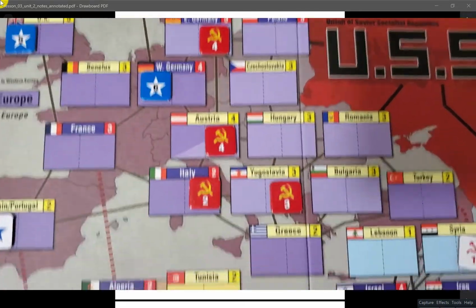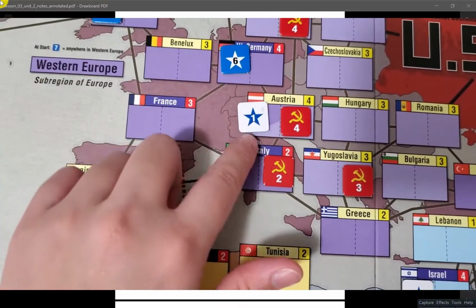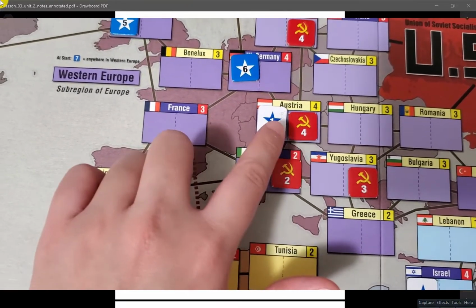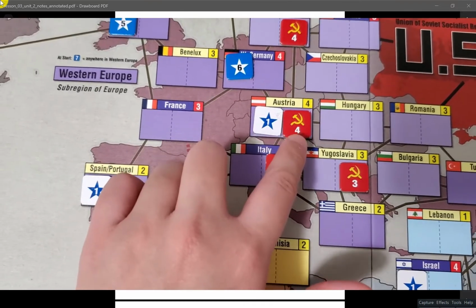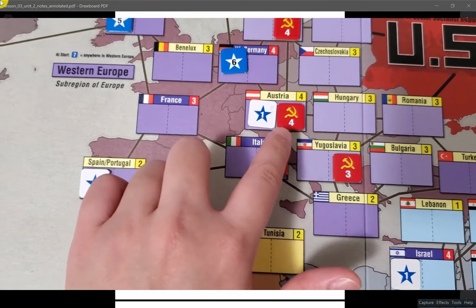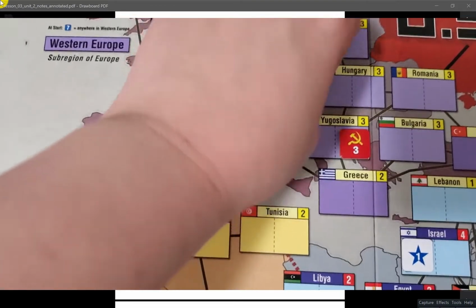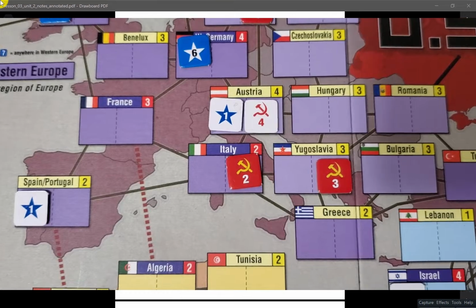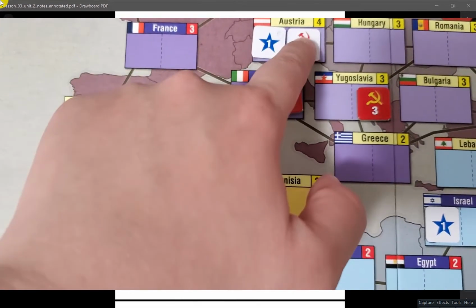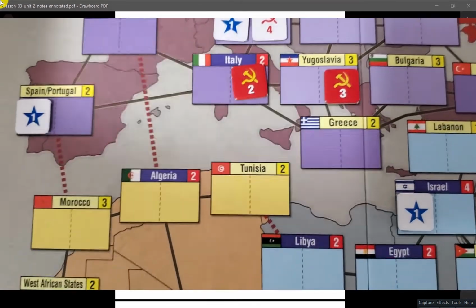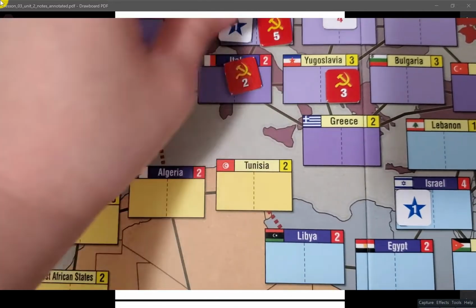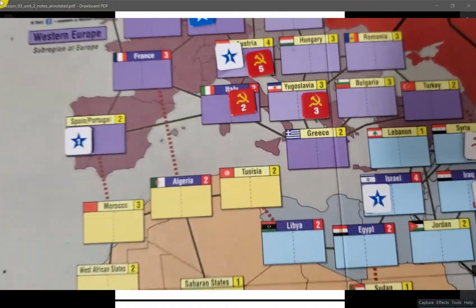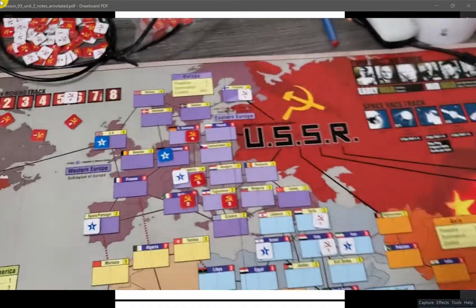Let's say the United States has a single presence here in Austria. I need to look at the difference between USSR and the States to see whether or not the USSR has control. Here they don't, because the difference is 3. In that case, this would have to get flipped over. They no longer have control here. So for USSR to regain Austria, they would need to have 5 in order to control Austria like that. Okay, so that's the idea of control and non-control.